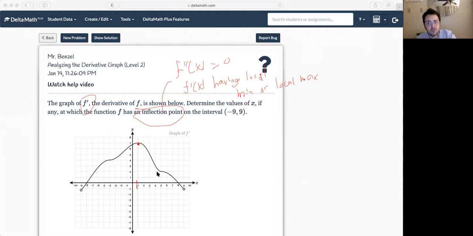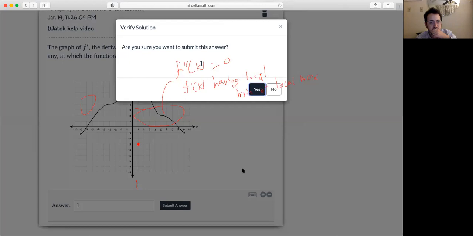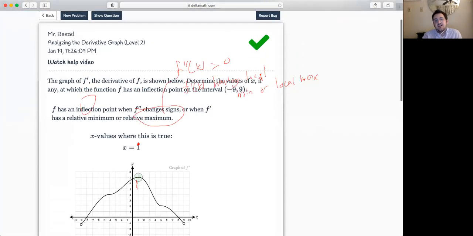There's no local min. And let's just try this out. And it does nicely say that f has an inflection point when f double prime changes signs, or when f prime has a relative minimum or maximum. So that's your guide to function analysis.